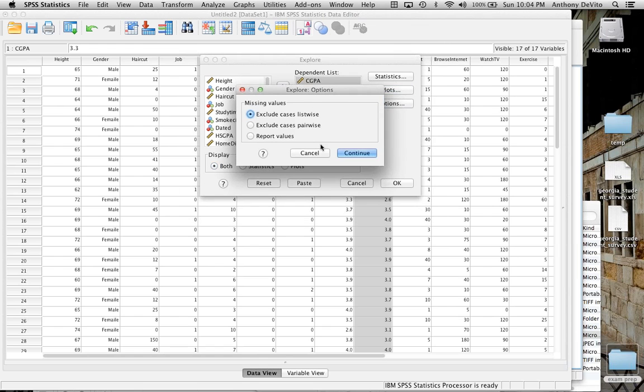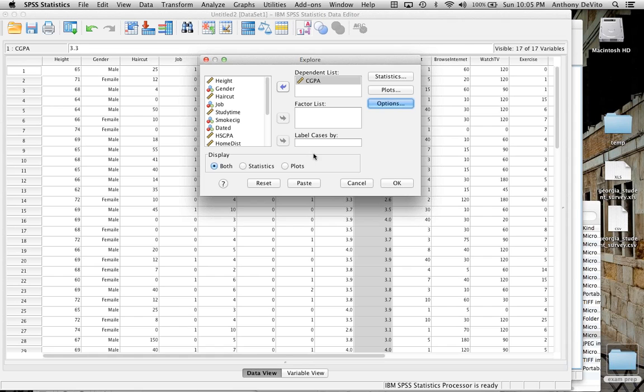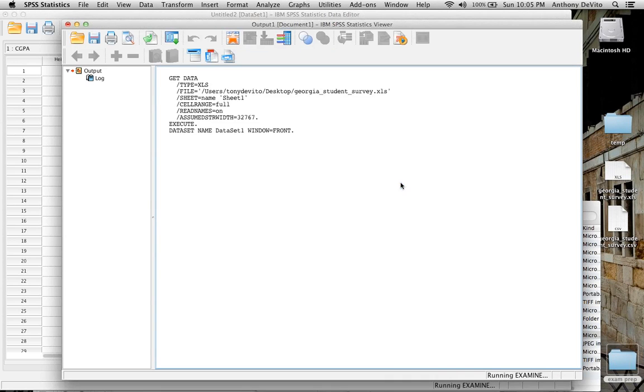Okay, there are some other options, like what to do if you have to exclude cases, if there's missing data and so on. I'm not going to worry about that for right now. The other options I have down here are to display statistics, descriptive statistics, plots, or display both. I want it to display both when I do the output. So I'm going to go ahead and do this analysis and say OK.